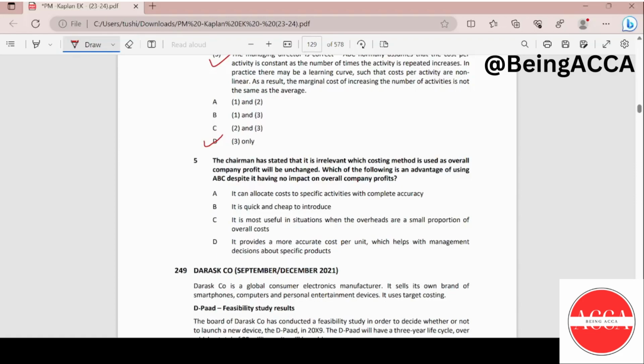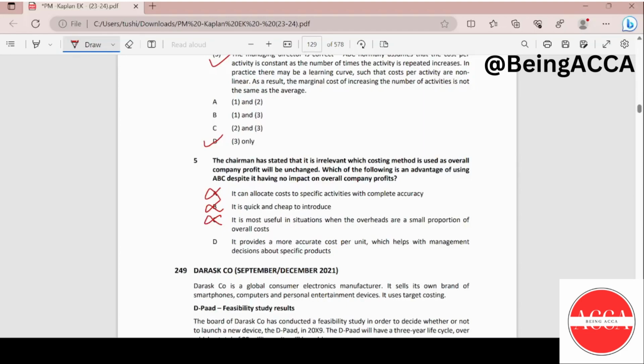It can allocate costs to specific activities with complete accuracy. No method can be completely accurate because you might make mistakes in identifying the cost drivers. It is quick and cheap to introduce. No, that is not at all true. In fact, for organizations, implementing ABC is very costly and can take a lot of time. It is most useful in situations when overheads are a small proportion of overhead costs. No. Overheads will have to be of a large proportion for ABC to have a more beneficial impact on the organization. That just leaves us with option D.